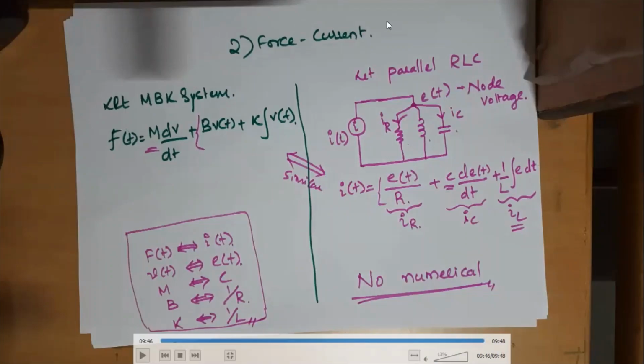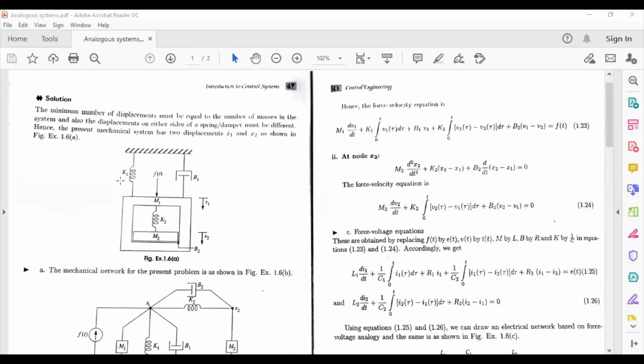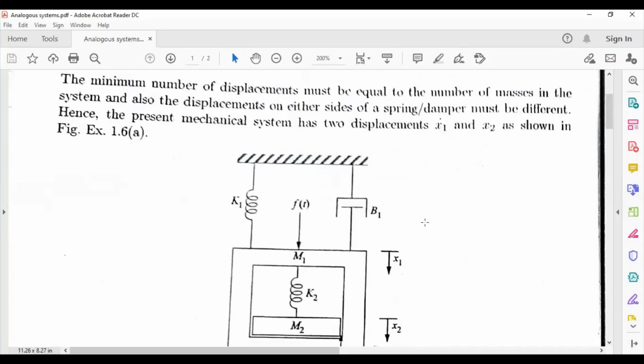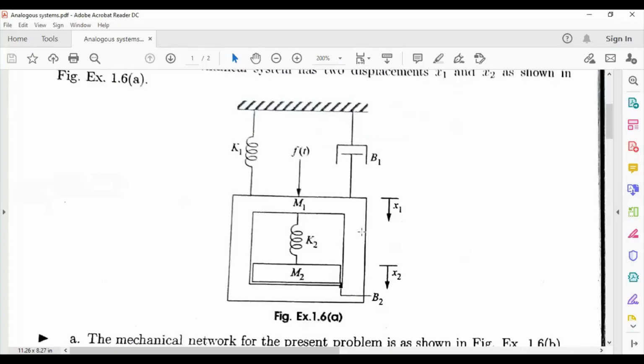Information. So though there is no numerical, I would like to show just two numericals which are out of the scope of our syllabus. So nothing to panic, this numerical won't be asked definitely. So to reduce the discussion time, I have directly taken it from one of the textbooks. So this is the question. It is asked to find the force voltage analogous of this system.